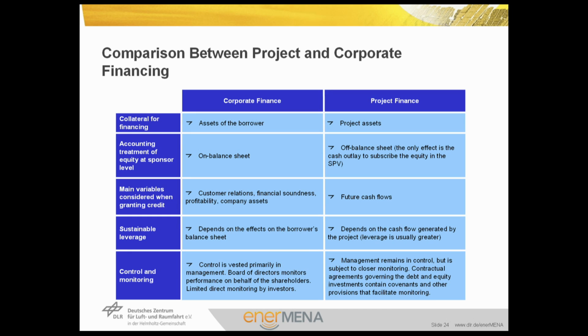The project control in the case of the EPC financing model is performed usually by the management of the utility, because it's the owner. Also, the board of directors monitors performance of the plant on behalf of the shareholders. Here we have limited direct monitoring by investors. In the IPP financing case, the management, in this case the project company, remains in control, but is subject to closer monitoring by the investors in all cases. For that, contractual agreements governing the debt and equity investments contain covenants and other provisions that facilitate such monitoring for the investors.